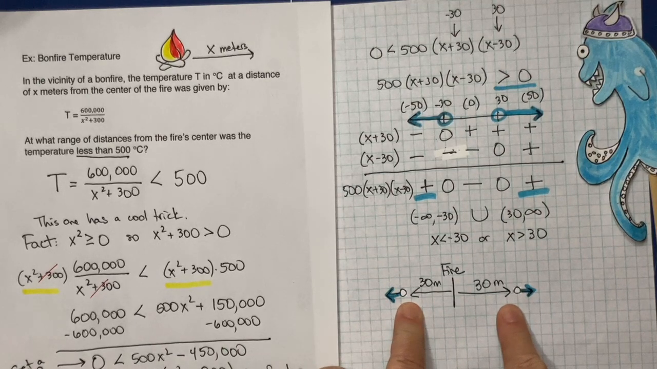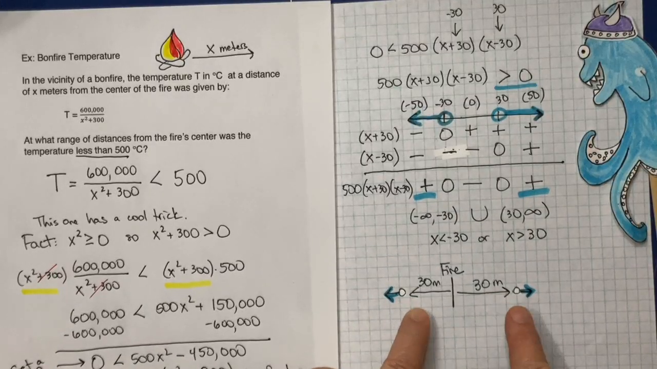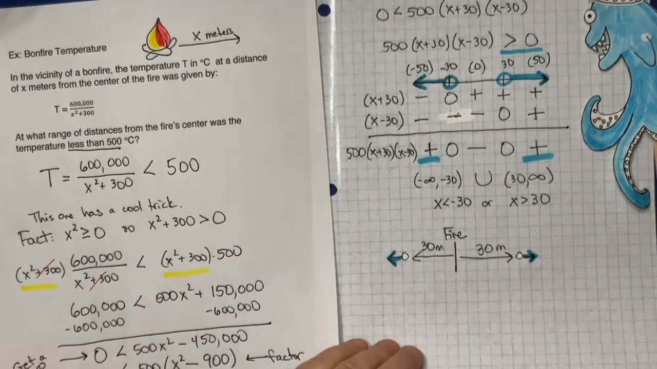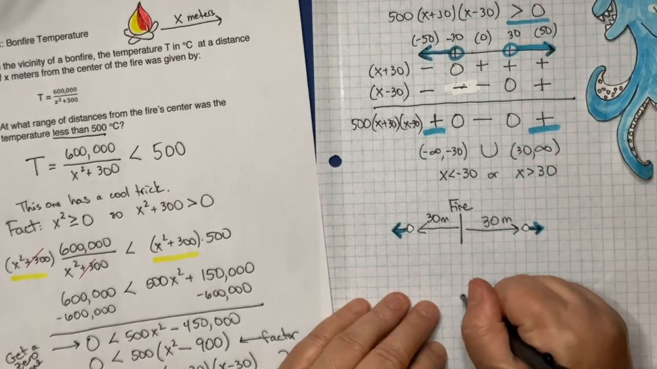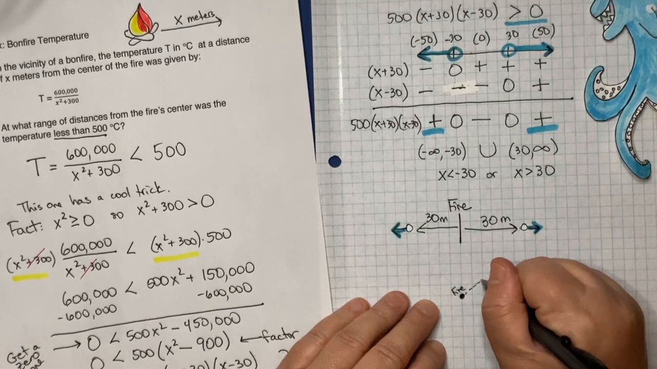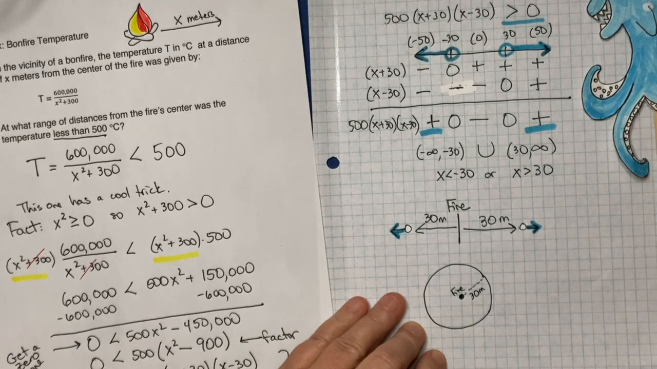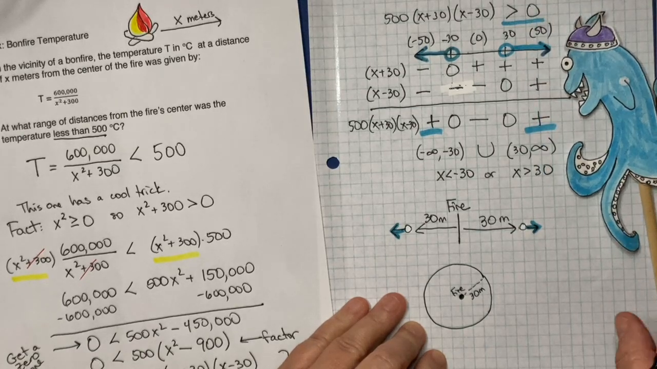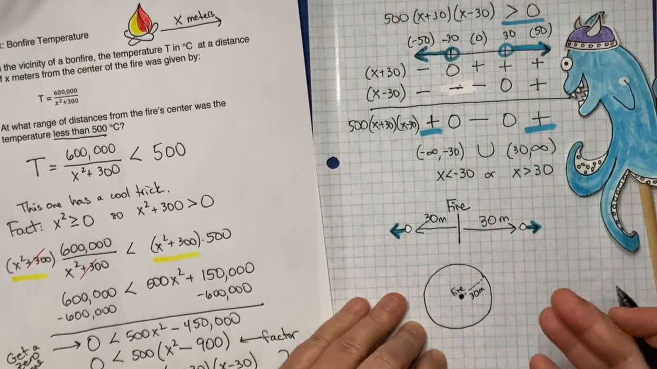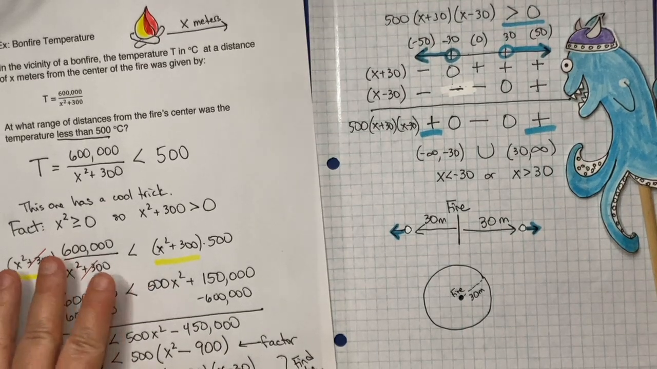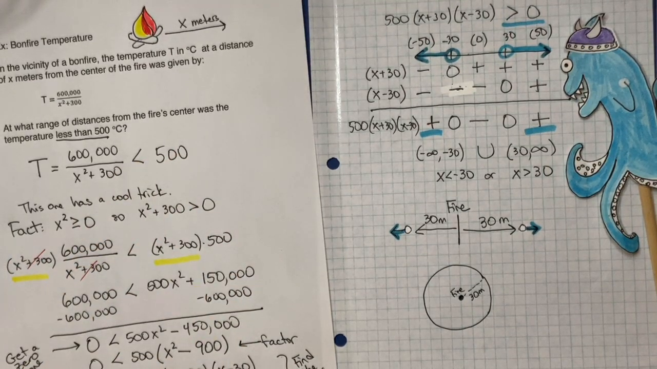So the math is actually telling us something very smart. It's saying, you know what? You need to be at least 30 meters away, either on this side or on this side. So you need to make sure that you're going to stay, if this is the fire, 30 meters away from the fire, which is about 90 feet, not exactly. A meter is about 3 feet, but again, not exactly. So, 90 or 100 feet away from this fire in order for the temperature, this is a big bonfire, for the temperature to be less than 500 degrees Celsius.